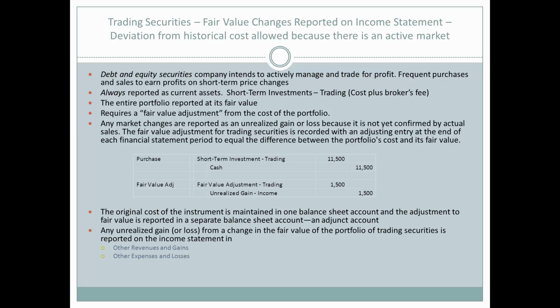So this is debt and equity securities. The company tends to actively manage and trade for profit. It's sort of like day traders. Frequent purchases and sales to earn profits on short-term price changes. So they're looking to see if the market jumped up that day. They'll either sell or purchase based upon that, and then sell or purchase it again, trying to gain some additional income from a small or slight change in the market with regard to the price of a security. They're always reported as current assets.